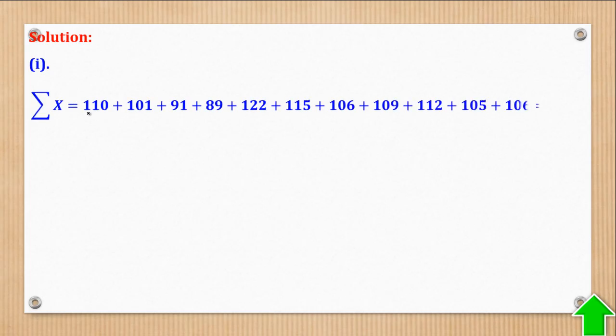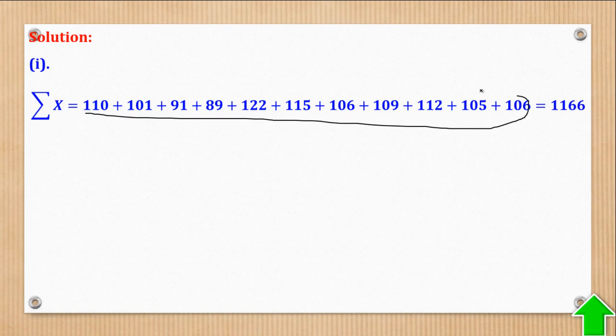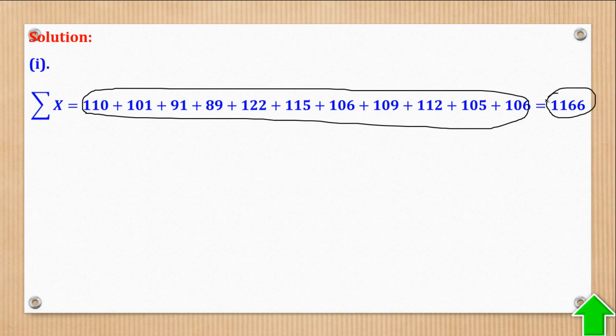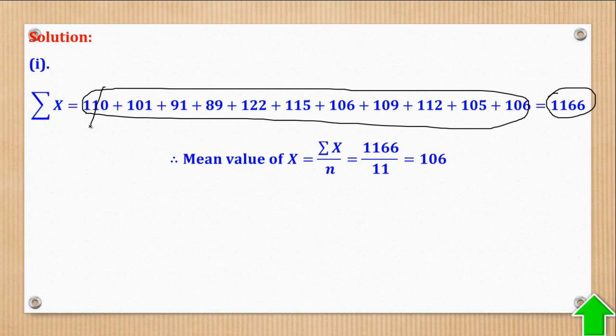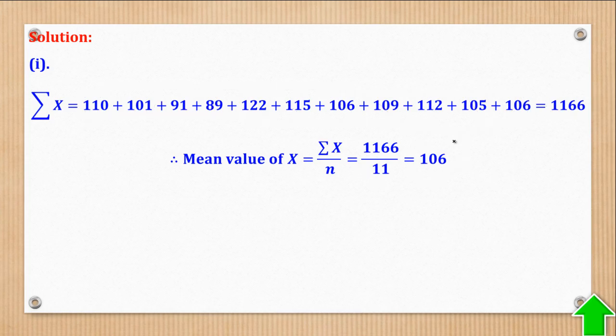So this is ungrouped data. For the mean, first add all the values. When you add all these, you'll come up with 1166. Then to get the mean, you divide that summation by the total number of items. Remember, there were 11 items: 1, 2, 3, 4, 5, 6, 7, 8, 9, 10, 11. So you divide by 11 to come up with 106 as the mean value of x. So that was Roman 1.